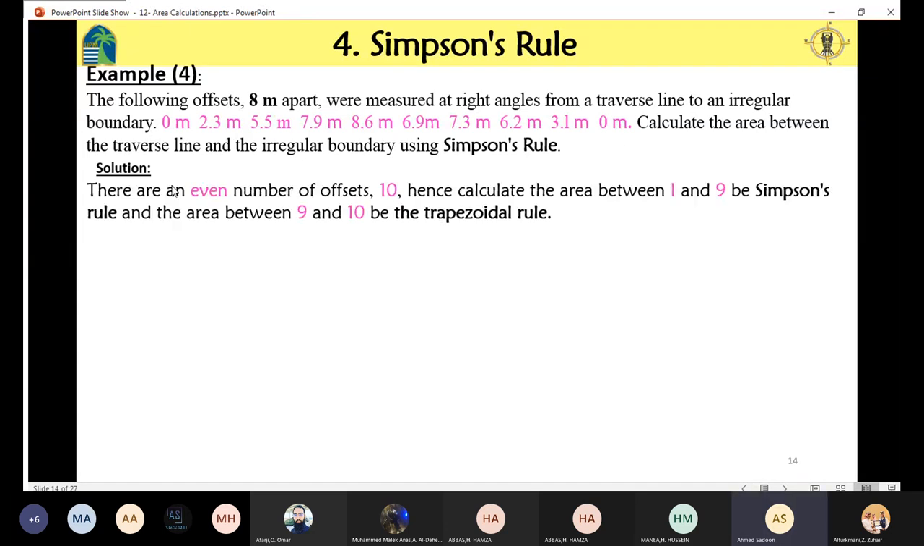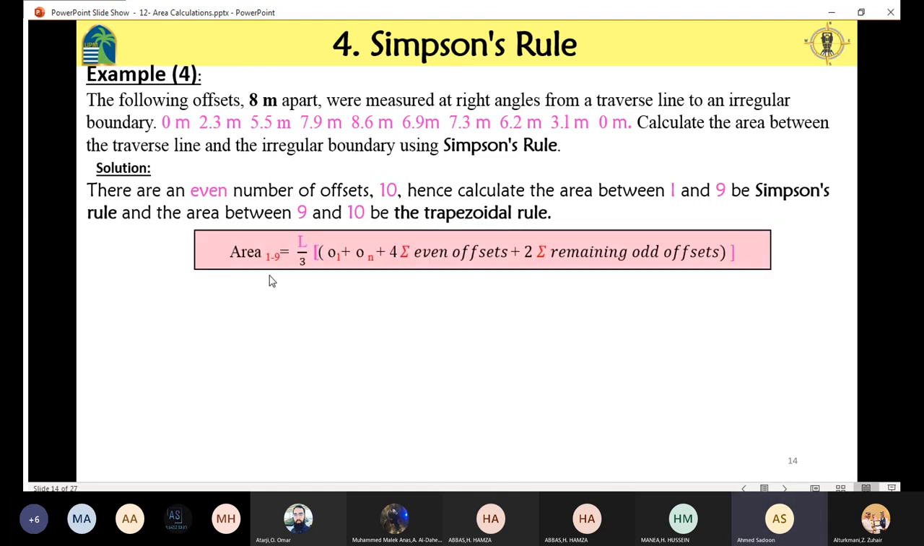So there are an even number of offsets, 10 offsets. Hence, calculate the area between the first and the ninth offset, this one and that one, using Simpson's rule. And the area between the ninth offset and the 10th offset is going to be determined using the trapezoidal rule. So I'm going to apply the formula of Simpson's rule for the offsets between the first and the ninth.